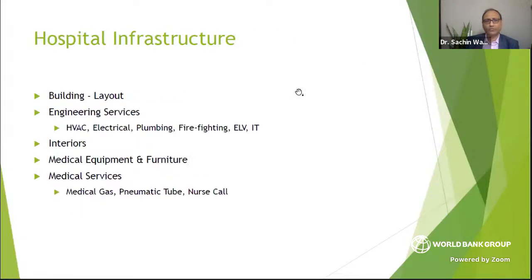Let me quickly run you through the components of hospital infrastructure. Basically, you have the building on one end, which has the internal layout, extending into the interiors in terms of finishes. Then the engineering services in terms of your HVAC, electrical, plumbing, firefighting, your extra low voltage systems in terms of Wi-Fi, CCTV, BMS, access control, and your IT system, definitely. Medical equipment and furniture, which is more or less standardized, and also the medical services in terms of medical gases, pneumatic tubes, and your nurse call systems.